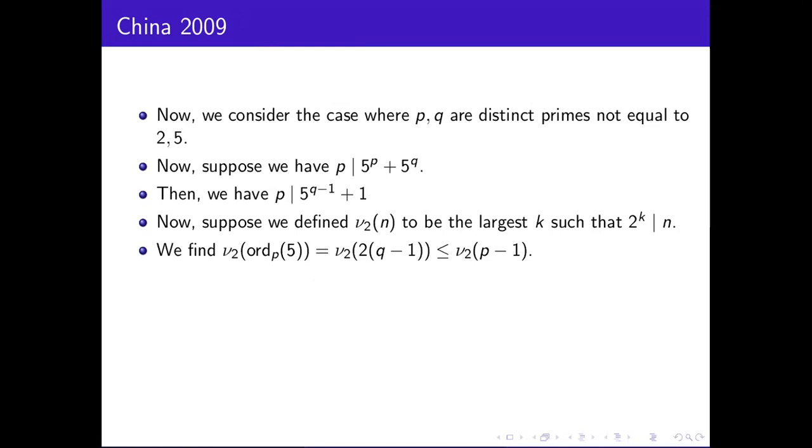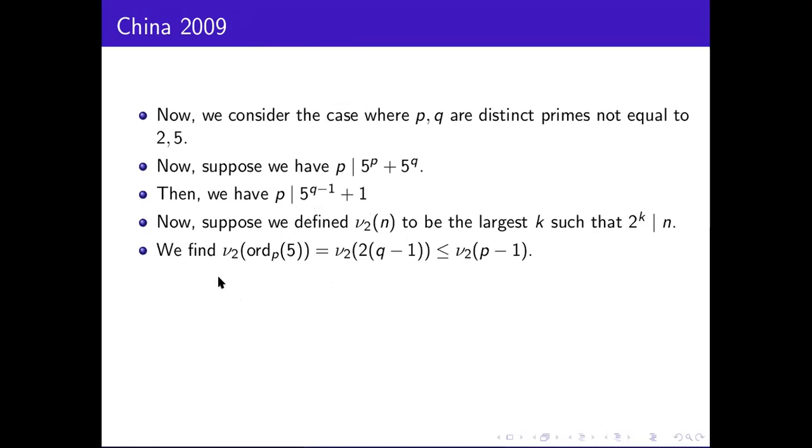So now basically this tells you that the v2 of the order is equal to the v2 of 2 times Q minus 1. But we remember that the order also divides P minus 1. So then v2 is at most the v2 of P minus 1. And this is why we needed P and Q to be odd, by the way, because otherwise we could not have done this, since plus 1 and minus 1 would have been equivalent, right? So that's why we needed it to be odd.